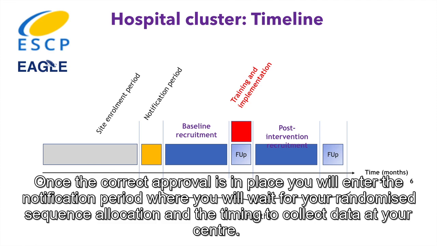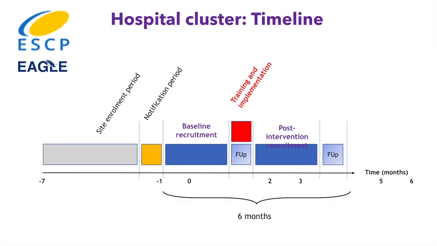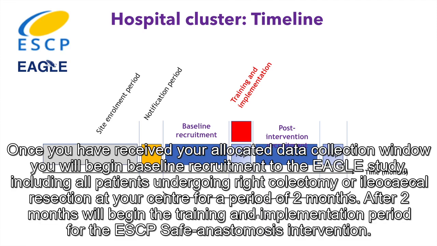Once the correct approval is in place, you will enter the notification period, where you will wait for your randomized sequence allocation and the timing to collect data at your centre. Once you have received your allocated data collection window, you would begin baseline recruitment to the EAGLE study, including all patients undergoing right colectomy or ileocecal resection at your centre for a period of 2 months.